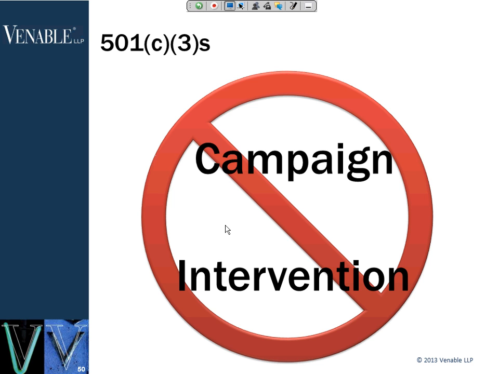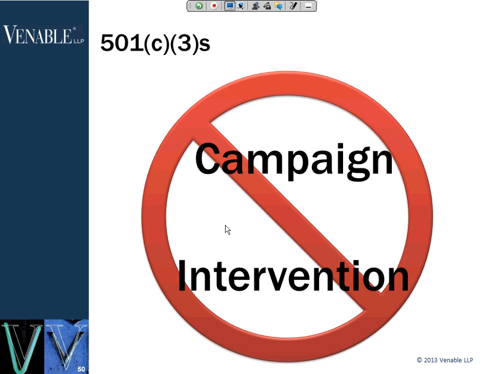This means that a 501c3 cannot sponsor a PAC. They cannot make independent expenditures. They also can't endorse candidates. They shouldn't be using their staff time or resources or facilities in connection with political campaign activities. There are stiff consequences for 501c3 organizations that violate this ban. They could have their tax-exempt status revoked or denied if they haven't received it yet.